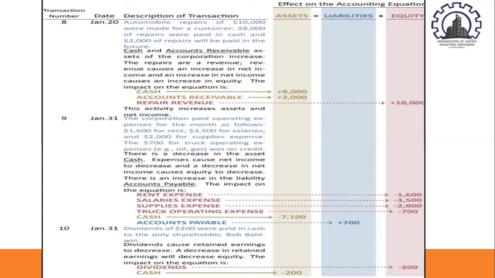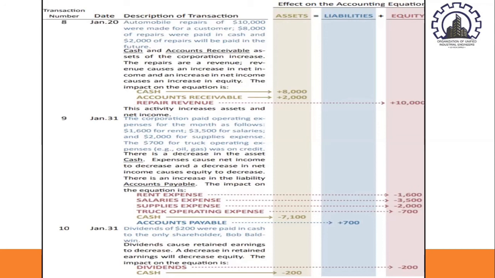And on January 31st, dividends of $200,000 were paid in cash to the only shareholder, Bob Baldwin. So dividends cause retained earnings to decrease, and a decrease in retained earnings will decrease equity as well. So the impact, dividends will be negative 200 under equity, and cash, that would be negative 200 under assets.